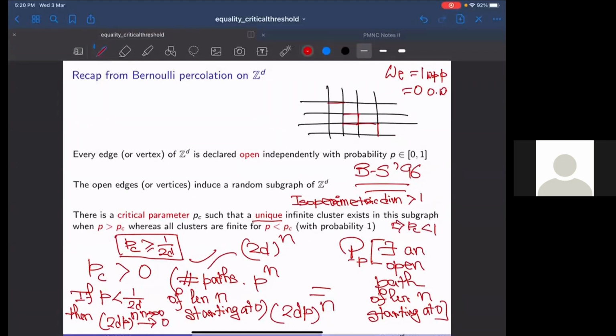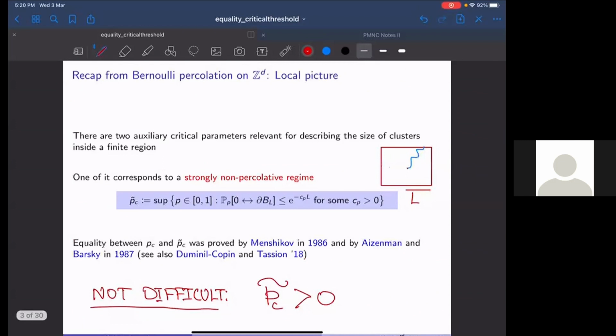If you were careful while I was telling it, you have noticed that this doesn't only give you that you don't percolate. It actually gives you that you decay when P is less than 1/2D. You essentially decay like an exponential in little n, which is the radius. So that part is easy. In fact, you also get that PC tilde is also bigger than 1/2D.